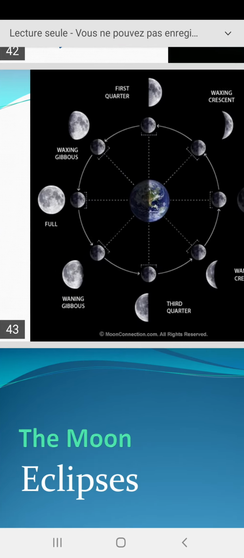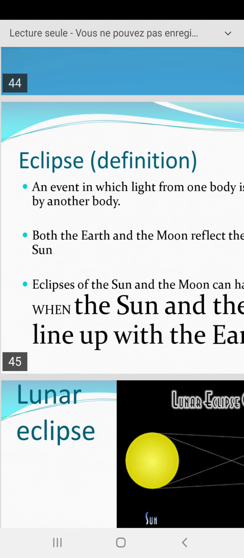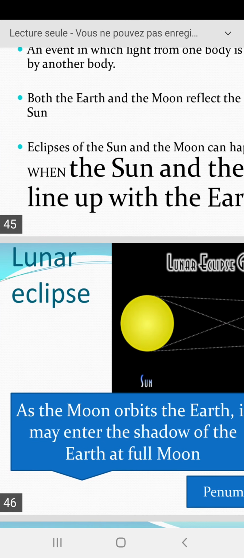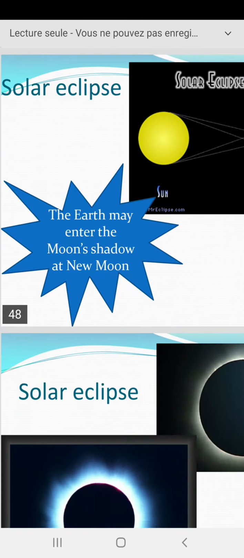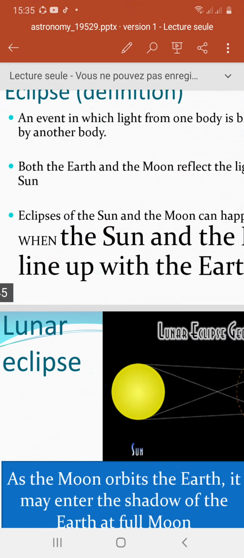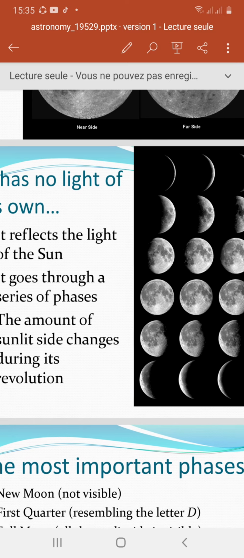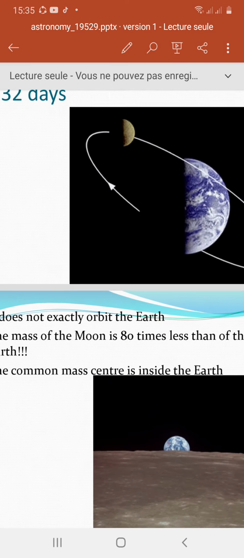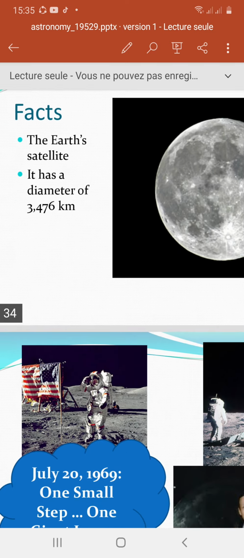Now I really don't want to go into all this. Okay, solar eclipse. Now I want to go through planets, explain something about planets.